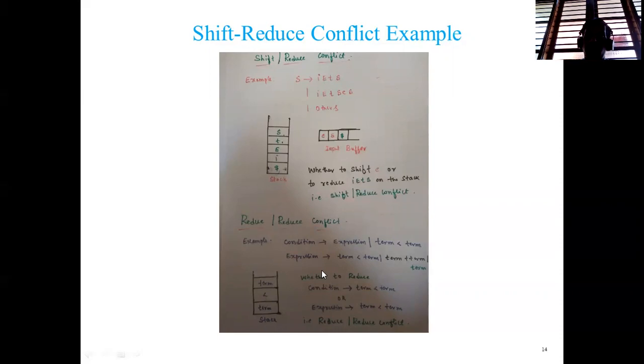Coming to an example of reduce-reduce conflict. In this case, a simple example is: condition goes to expression, or term less than term. One more grammar: expression goes to term less than term, term plus term, or term. So assume that you have already pushed term less than term onto the stack, and now the confusion is whether to reduce this term less than term to condition or to reduce this term less than term to expression. This conflict is called a reduce-reduce conflict.